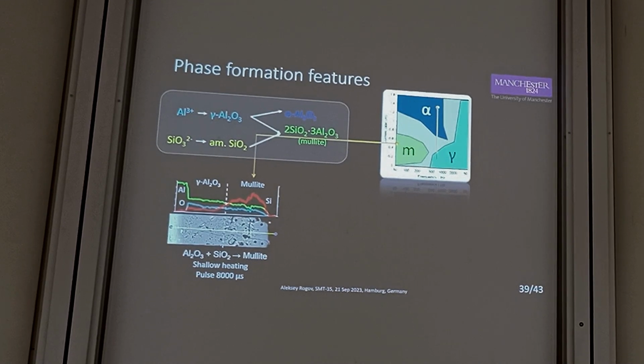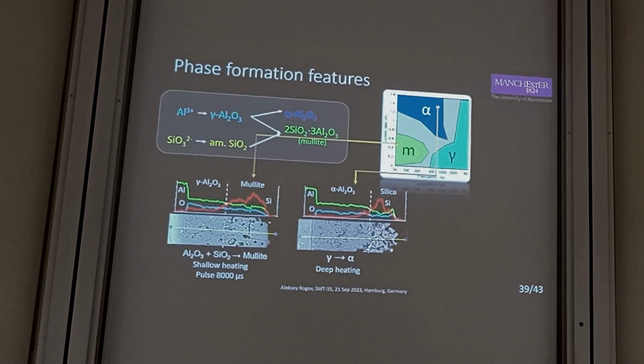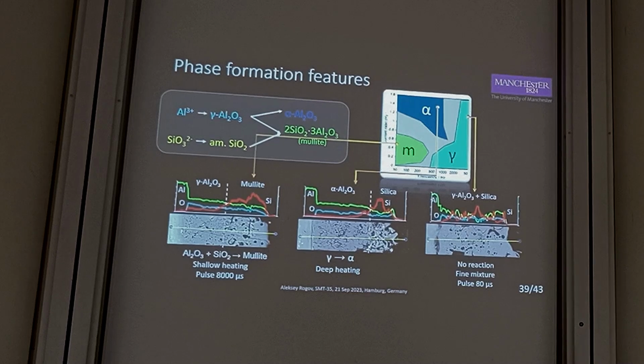In the second region, enriched by alpha phase, the reaction happens deep inside the coating, and this reaction is the conversion of gamma to alpha phase, whereas the outer part is not really affected. And the third region, enriched with gamma phase, shows that there are no regions with predominant certain elements. So it's just a fine mixture of amorphous silica and crystalline gamma phase, which didn't undergo a reaction. The difference is probably because we had a much longer pulse in this case and a much shorter pulse in this case.